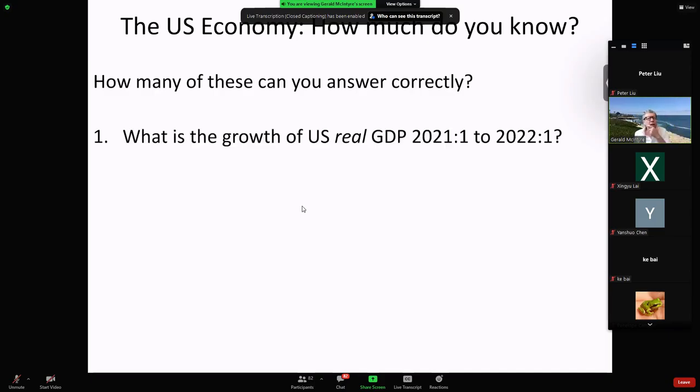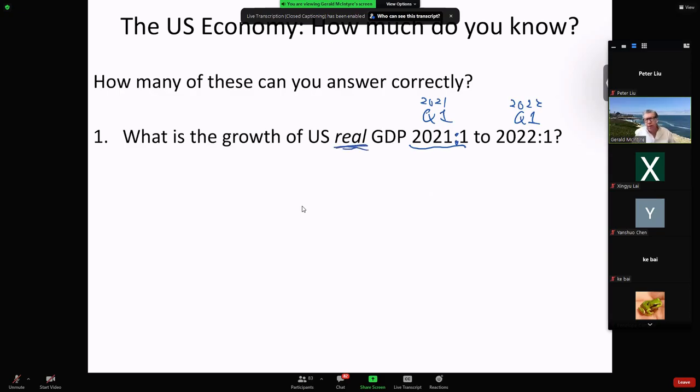First, what is the growth rate of US real GDP? Notice the form of dating here: from 2021 with a colon one means quarter one of 2021 to quarter one of 2022. How much did US real GDP grow over that time frame? 70%, 0.8%? Okay.